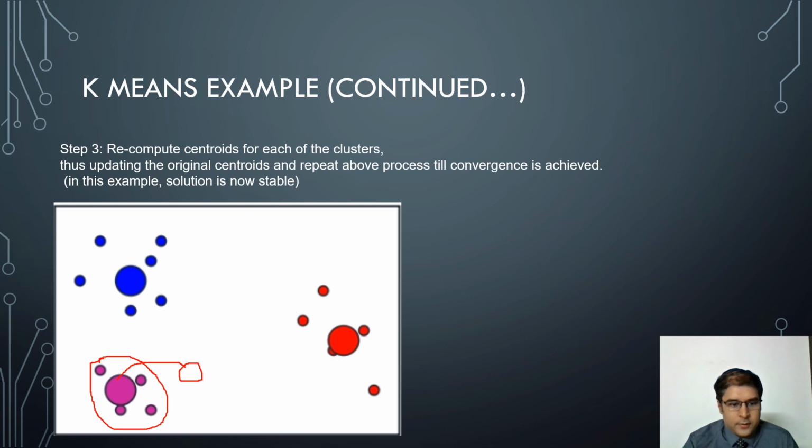So this is our new centroid, and this is the new centroid for the blue dots. This is the new centroid for the red dots. So we again repeat the above process till convergence is achieved, that is, no more dots are classified into another new class. All dots remain in their own classes. So that is a stable classification.